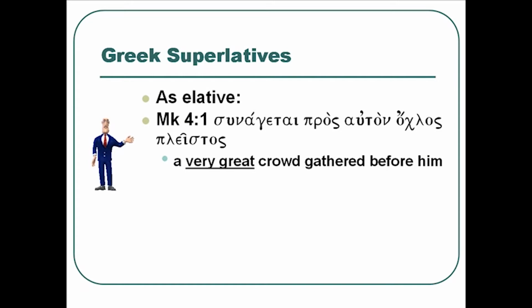So, for example, in Mark 4:1, we have sunagetai pros auton ochlos pleistos. The pleistos is a superlative, but it's not taken as a greatest crowd, the ochlos pleistos, but a very great crowd. And so it's used in an elative sense there, which intensifies it rather than making it a superlative in a normal est kind of greatest way. It was just a very great crowd gathered together pros auton, before him.